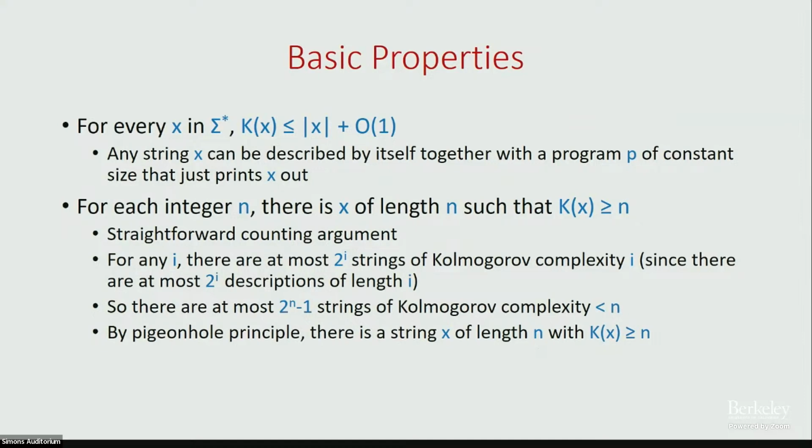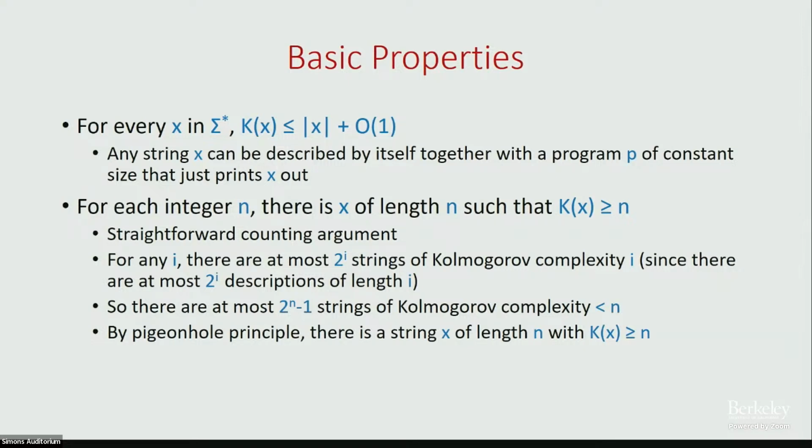And Kolmogorov complexity satisfies some very basic properties. For every string, it has Kolmogorov complexity at most the length of the string plus a constant, because you can always describe the string by the string itself, and a program that just copies the string onto its output, right? So you give this the string as input, and then it just copies it out to the output. So that's an upper bound of the Kolmogorov complexity of any string.